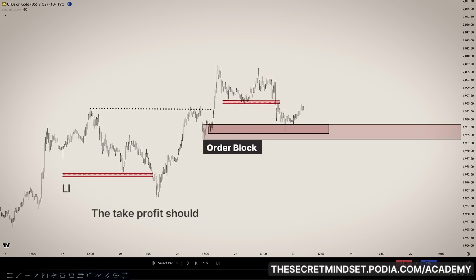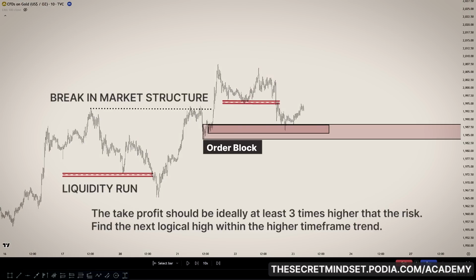Your take profit should be ideally at least 3 times higher than your risk. But don't just pick a random number. Look at the chart and find the next logical high point within the higher time frame trend. And consider using multiple take profit levels. You could close half your position at your first target, then let the rest run to a higher target.